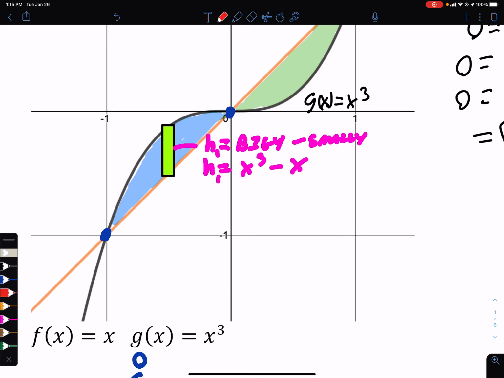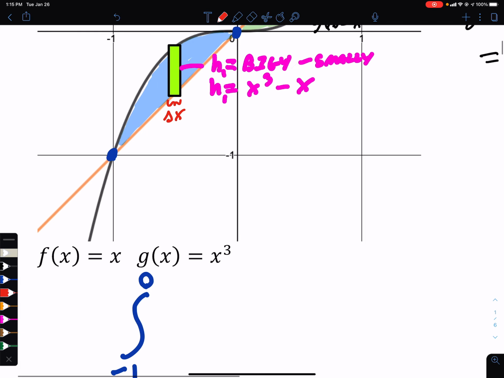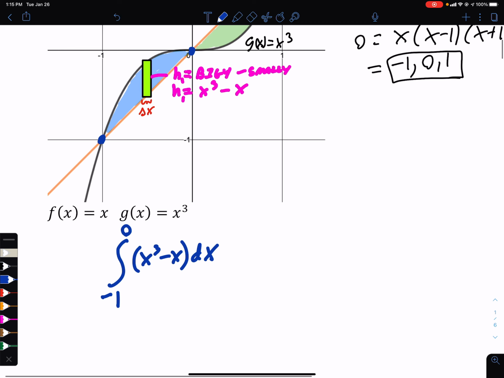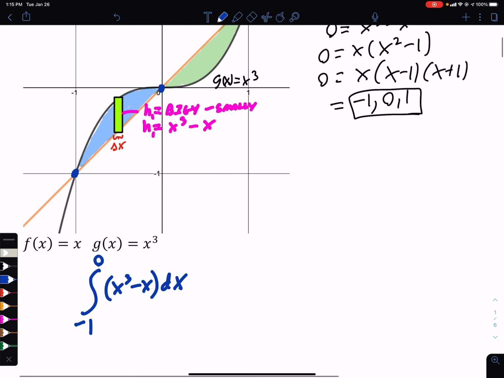And how wide is this? The width of that is a change in x. If you take that value and that value, the distance between them, you're subtracting the x's. So that's going to be a change in x. So I put a delta x. But in the integral, we're going to get x cubed minus x, and our width is dx. So that's going to be for the blue graph.